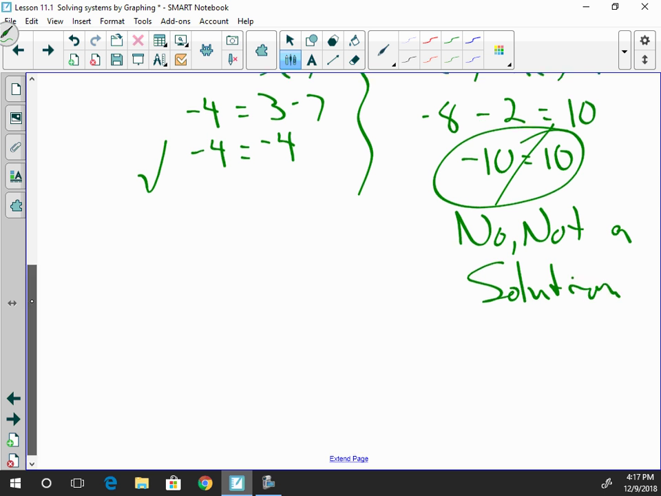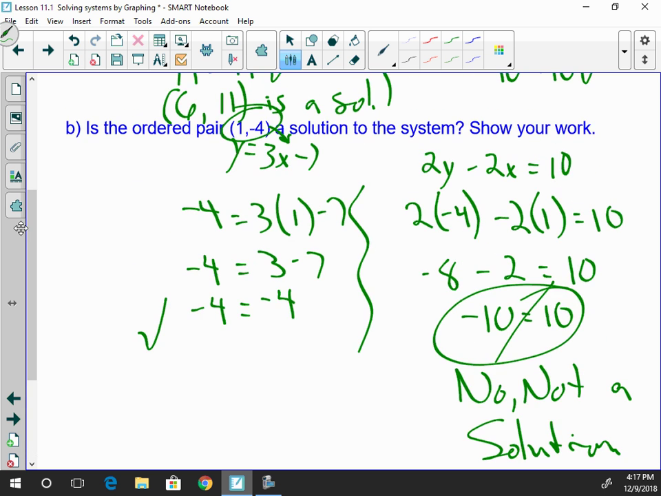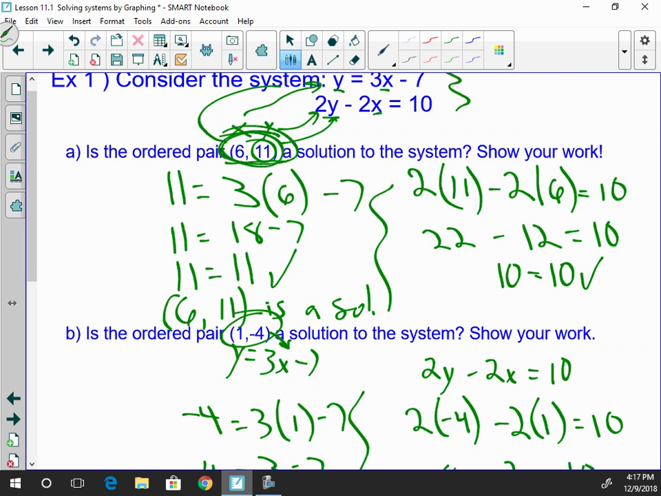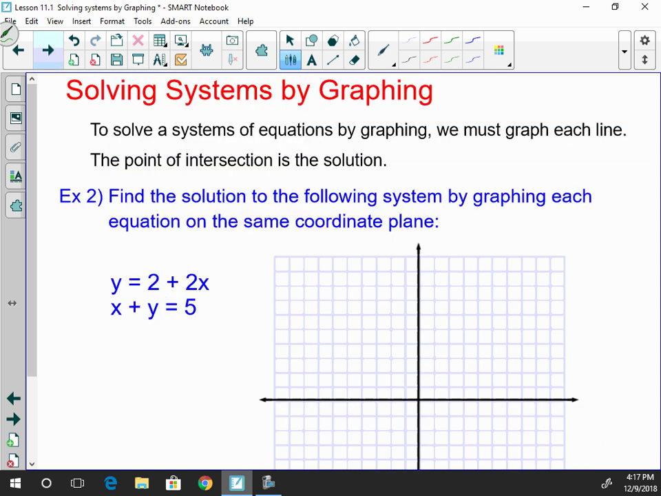Because it only lies on one line, we've verified that algebraically, and it does not lie on the other line. So go back to this. This is the solution, that is not. Okay, so that's verifying if it's a solution algebraically. That's going to be some of the first questions you have on your worksheet tonight. So if you need to, you can go back and watch this video, but make sure you pay attention to that part again when you watch it later.